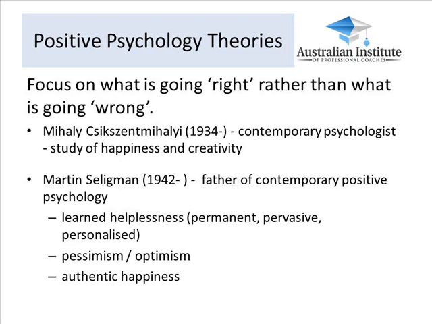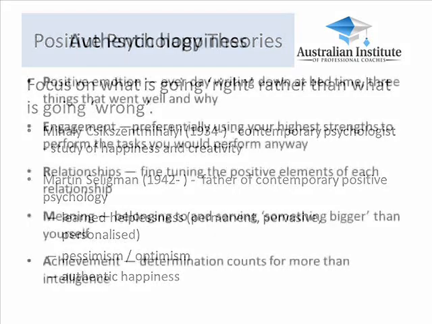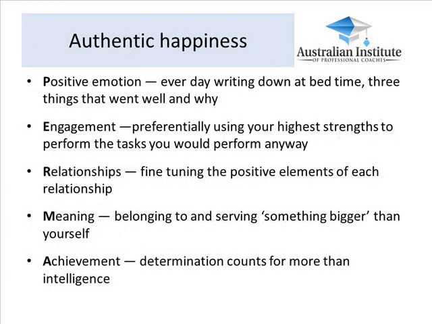as well as the notion of pessimism versus optimism, and the concept of authentic happiness. Authentic happiness is the concept coined by Martin Seligman to describe a state of flow in which people have a positive emotion and every day write down at bedtime 3 things that went well and why. They're engaged and preferentially using their highest strengths to perform the tasks that they would perform anyway.